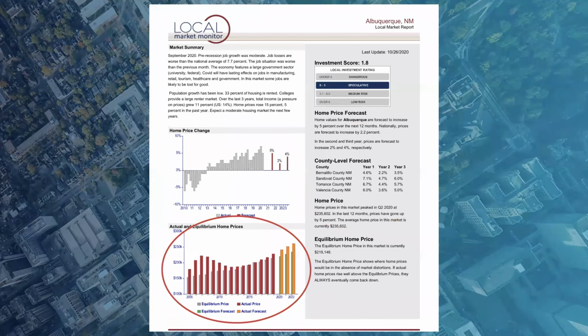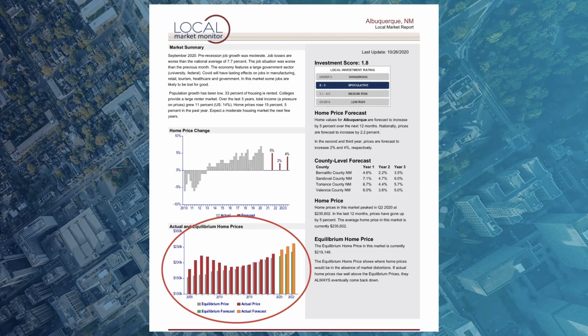The next chart shows a comparison of actual home prices with a calculated value we call the equilibrium home price, which can also be thought of as the income price, the price that matches average local income. In this example, look back in the early 2000s, way on the left of the chart, when prices rose much higher than the equilibrium price, only to fall back. This is the value of the equilibrium home price.